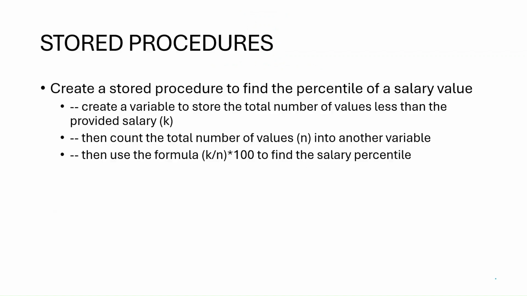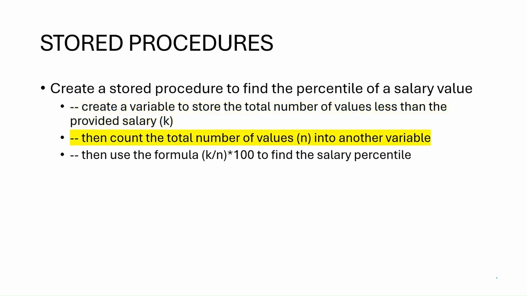So jumping right in, we are going to create a stored procedure called sal_percentile. This stored procedure is going to find the percentile of a salary value. So going through the steps of what we are going to achieve, we're going to create a variable to store the total number of values less than the provided salary. We're going to call that k just for this.